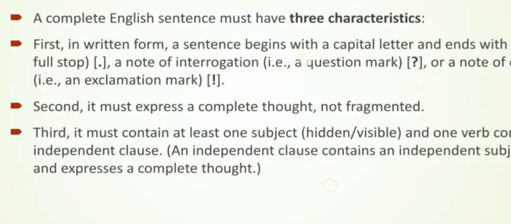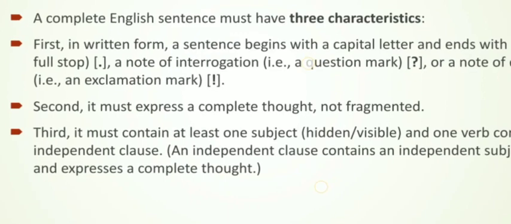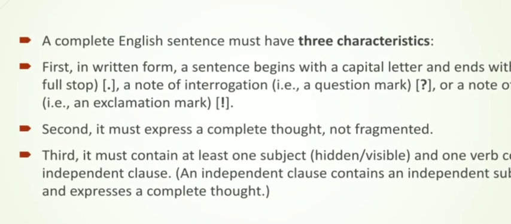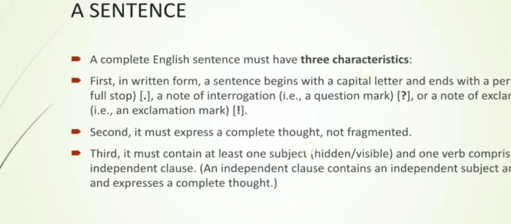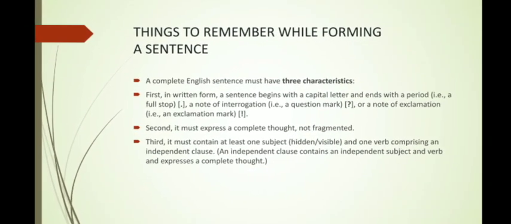Secondly, a sentence should have a complete thought, a complete sense, complete meaning. Thirdly, a sentence must have at least one independent clause. What are independent clauses? The clauses which have at least one subject plus what? One verb. Example, Ram is playing. We have Ram, one subject, and one verb: main verb playing, helping verb is. So an independent clause should be present in a sentence. From next time onwards, when you form a sentence, please keep these things in mind.